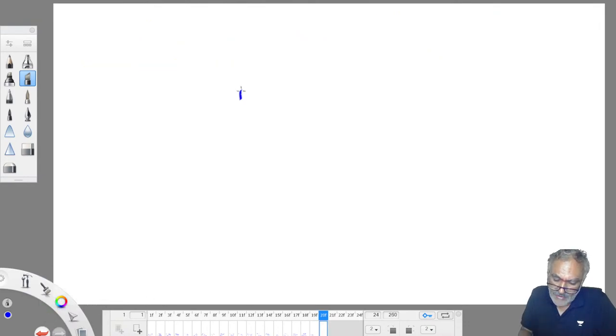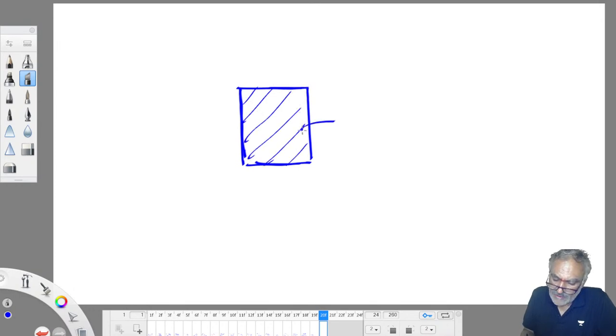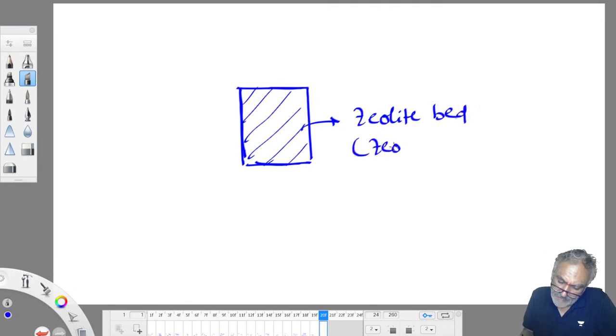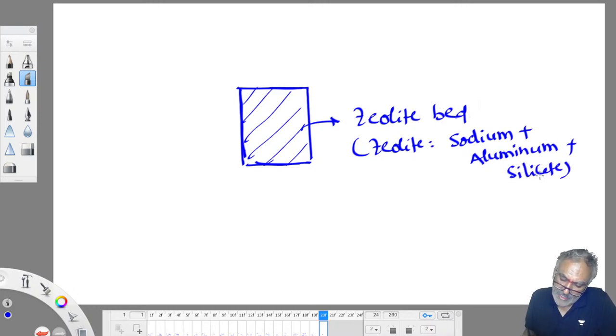So hard water, we pass through this ion exchanger. It has ion exchange material. What is that ion exchange material? Zeolite. A bed of zeolite is packed here. Zeolite bed, this is. Solid bed. Zeolite is a mixture of sodium plus aluminum plus silicate. We mix all these three things, you'll get zeolite. So this is packed in a container. This is called ion exchanger.